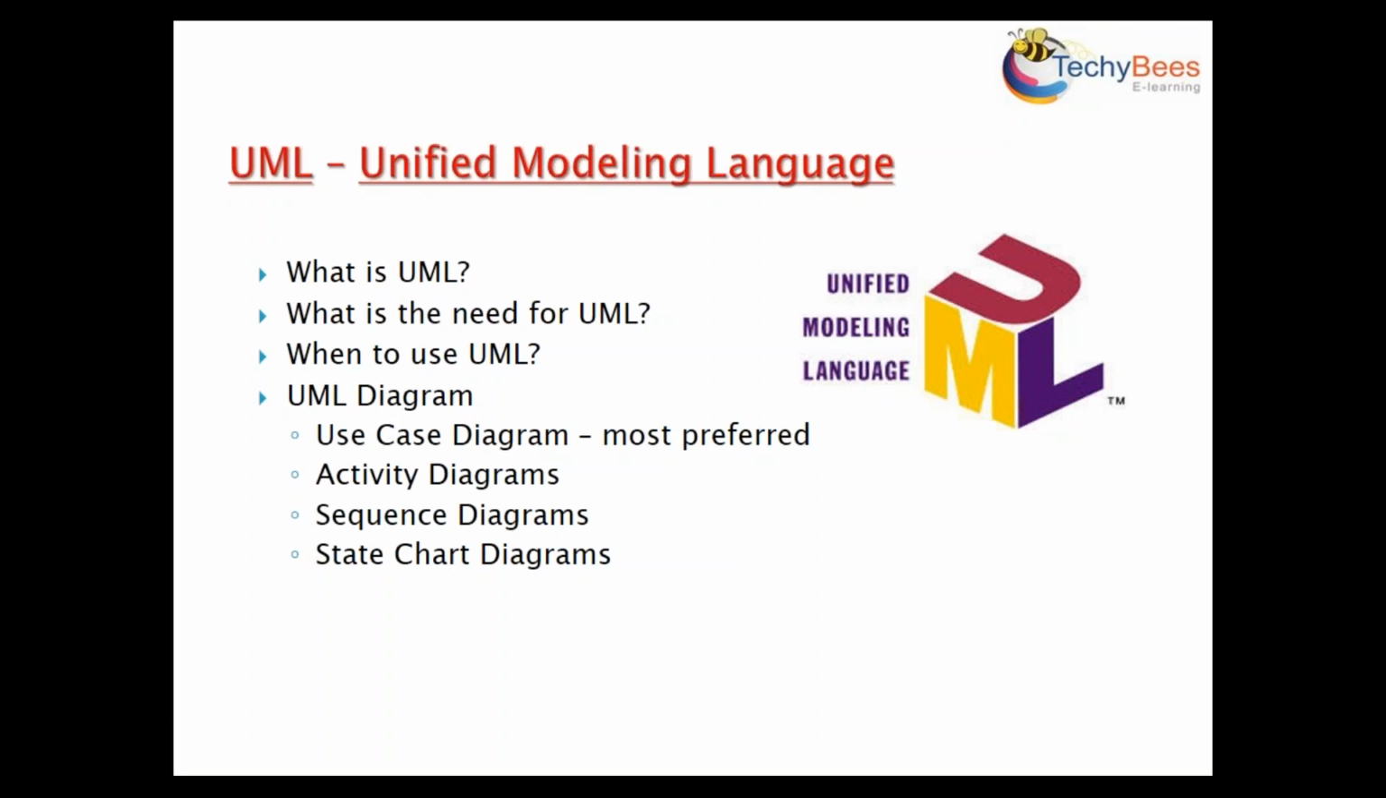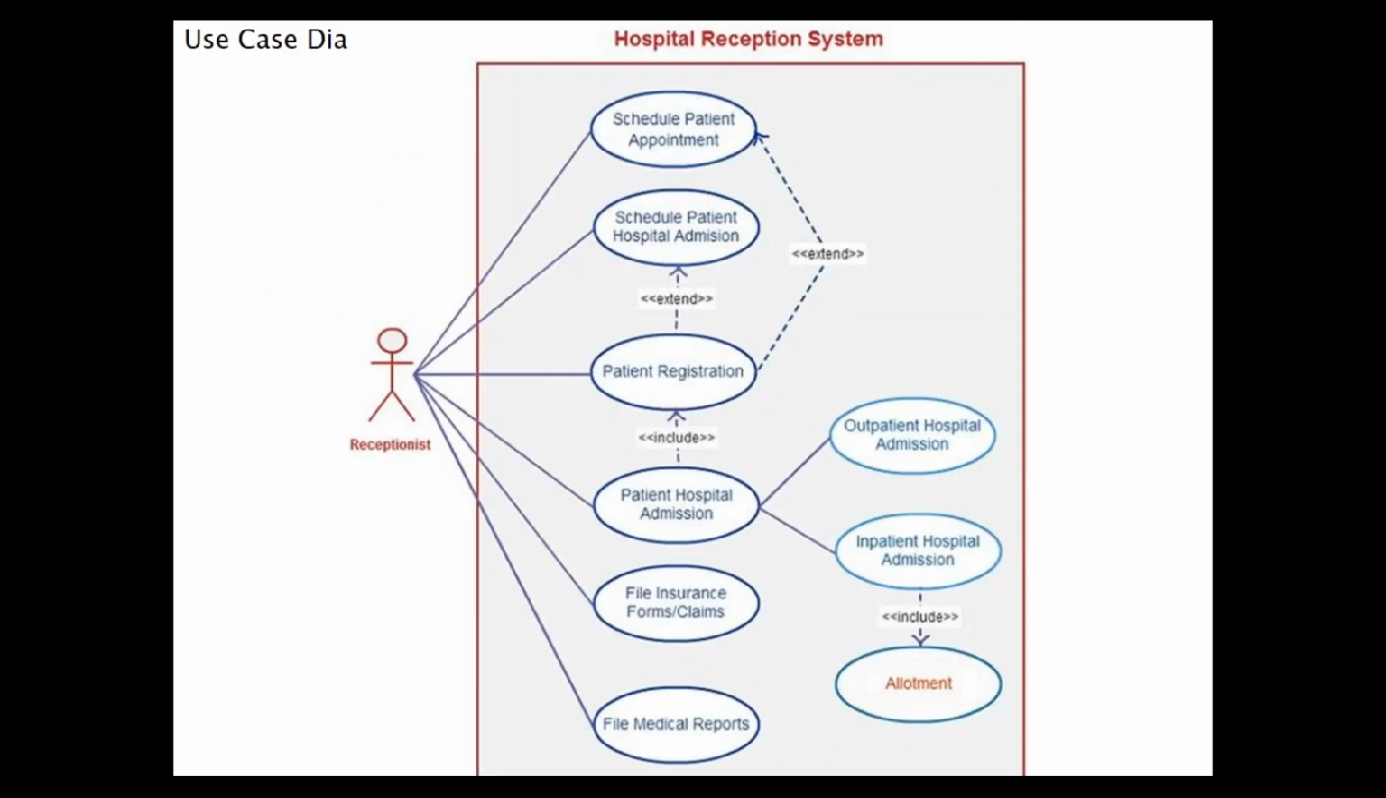Unified modeling language, use case diagrams, activity diagrams, sequence diagrams, state transition diagram, state machine diagram. Each of these diagrams will be explained to you. So this is a sample use case diagram. What do you mean by a unified modeling language? UML. Basic, very, very basic.